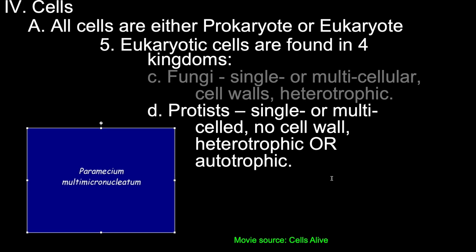We actually have to thank protists for their ability to do photosynthesis and to be autotrophic, because they are the ones that produce a lot of our oxygen and capture a lot of our carbon dioxide out of the atmosphere.